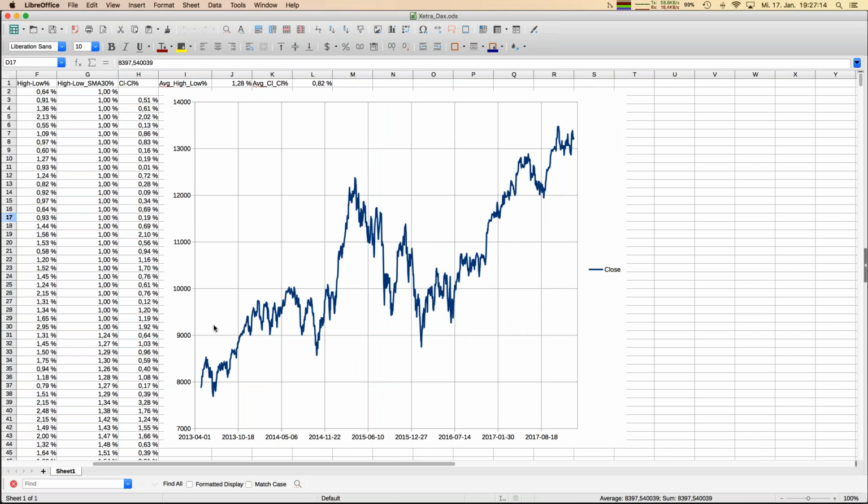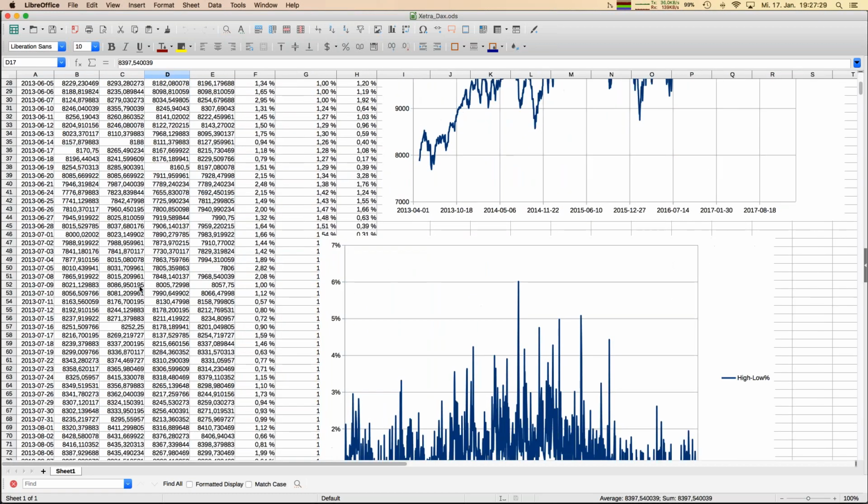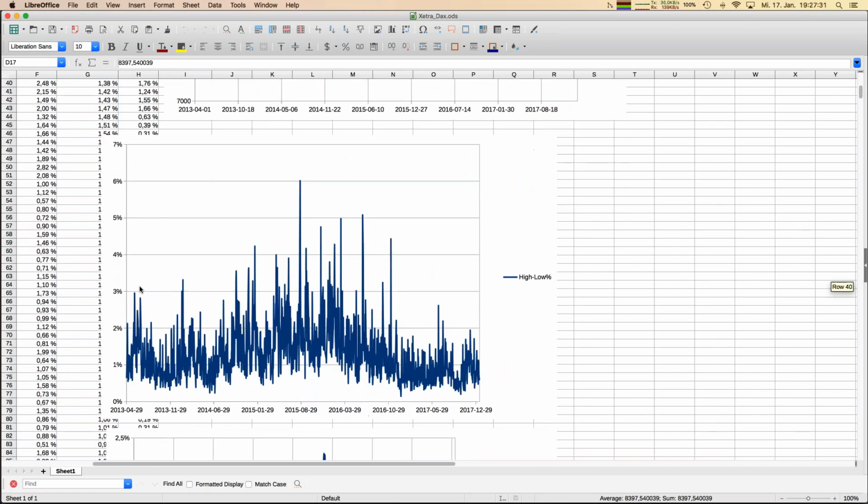In this case, it's once again a linear scale, no logarithmic scale here for the DAX, and you see the well-known trend for the last couple of months here. But the trend is not what we are interested in right now. We want to look at the volatility. So same type of analysis, but now for the DAX. And you see a totally different scale.